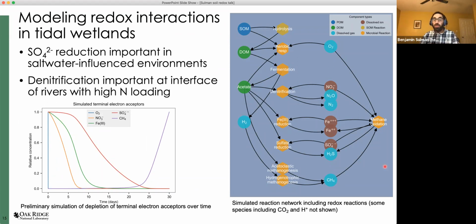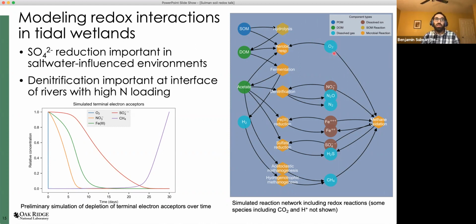I'm going to step into another project that I'm working on. This is a project that's supported by an early career award, which started last summer. And the focus of this project is looking at coastal wetlands and also incorporating a lot of these redox reactions. And what's interesting about these coastal systems is we have to expand from this iron-focused network into a much larger full redox ladder of processes where we have tidal influence that's very dynamic.